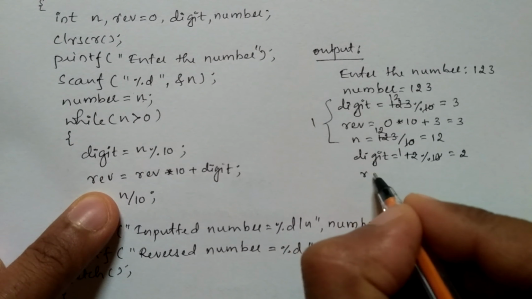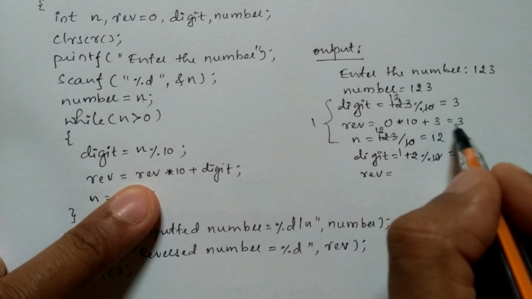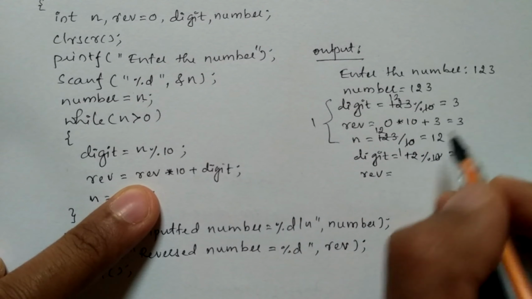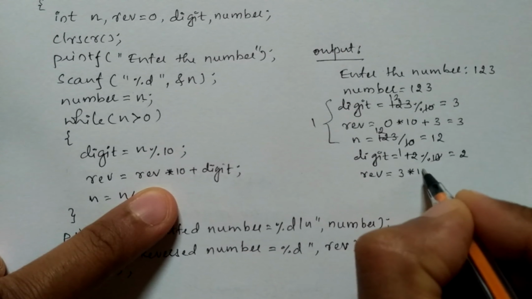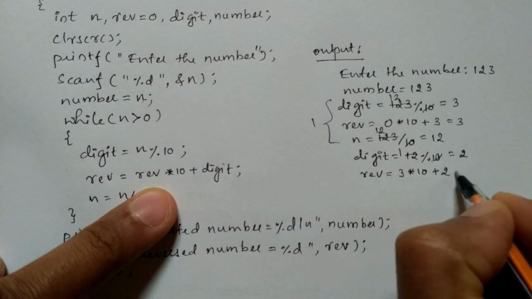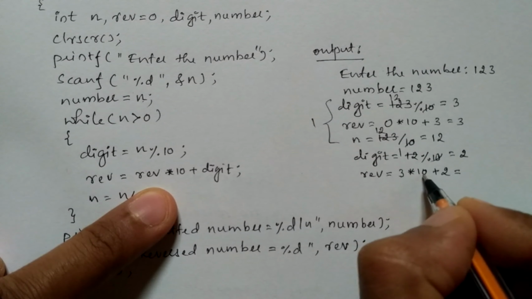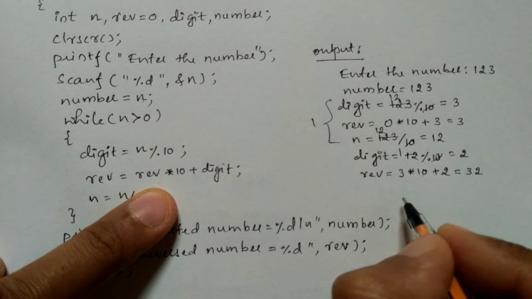The next statement is reverse: REV is equal to, earlier in the first iteration REV was 3. Here we are going to write 3 into 10 plus digit. What is digit now? It is 2. Here we can simplify. 3 tens are 30. 30 plus 2 is 32.